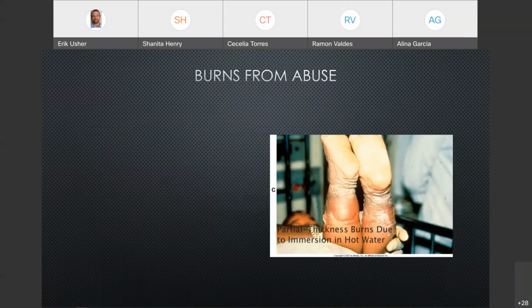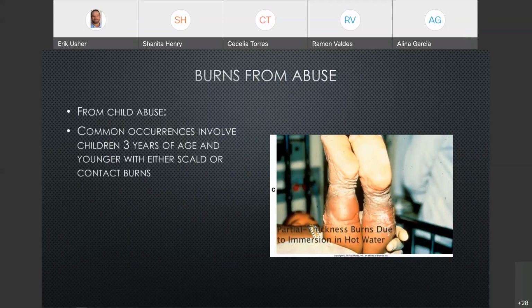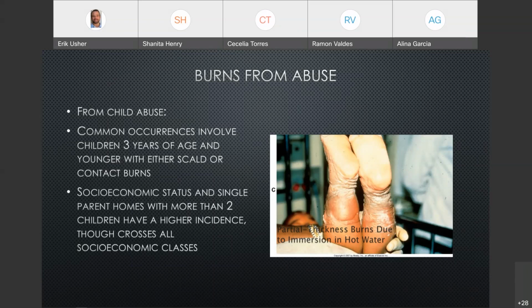And another happy subject is burns from abuse. I'm saying that obviously completely not truthfully. And usually from child abuse. It's a common occurrence involving children 3 years of age and younger with either scald or contact burns. Socioeconomic status comes into play. Single parenthood comes into play. More than 2 children come into play, having a high incidence. Although it's not isolated to that, it can go across all socioeconomic classes.